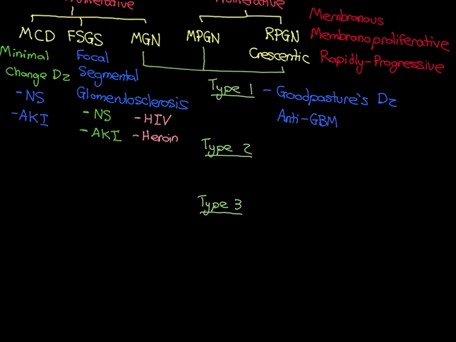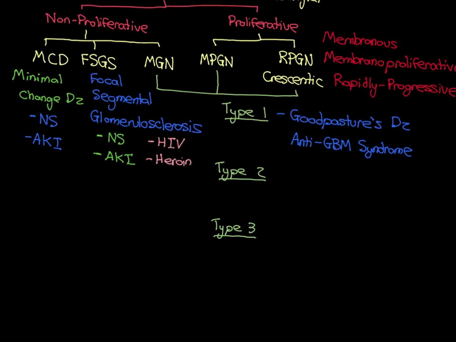And GBM, of course, stands for glomerular basement membrane. So this is an autoimmune disease where, for some reason, the poor individuals that develop this develop antibodies that are directed against a certain protein that is used to make the glomerular basement membrane. Hence the name anti-GBM syndrome, because you're producing anti-GBM antibodies, anti-glomerular basement membrane antibodies.